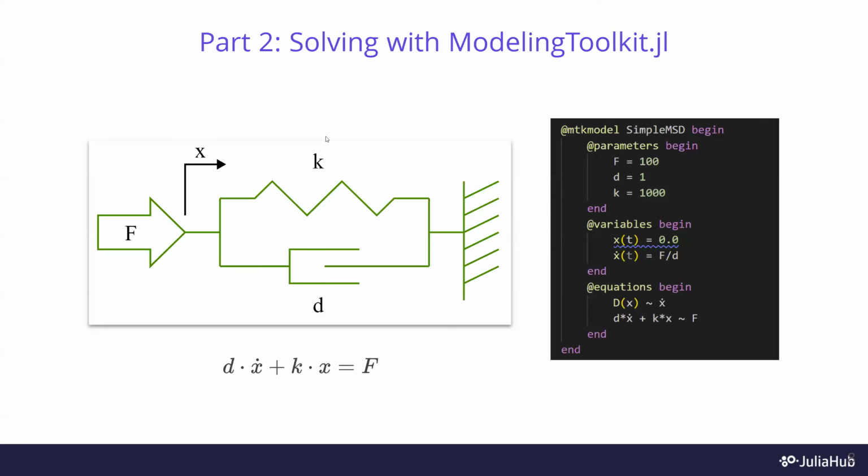All right, so let's try to solve this exact same mass spring damper system, but using ModelingToolkit. You'll see that the code we need to enter to solve this is not only brief, but pretty intuitive too. So let's go back to the Julia IDE right now.